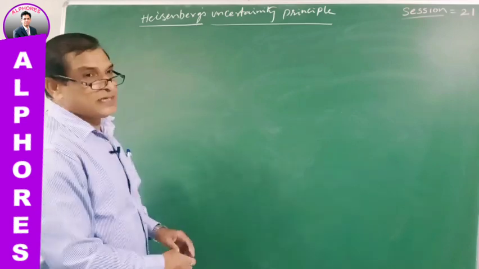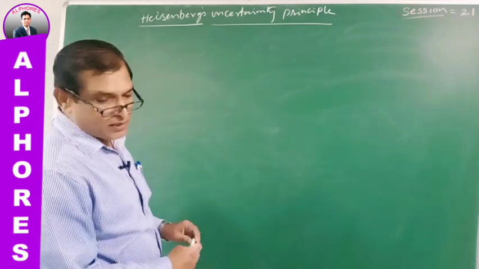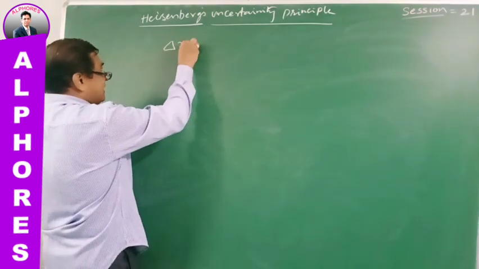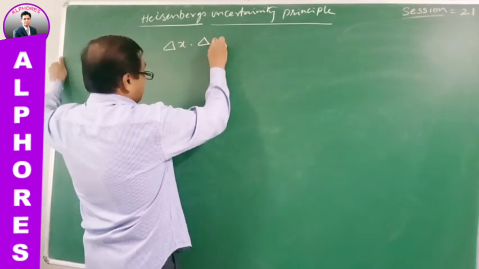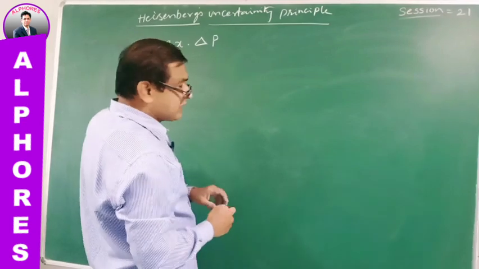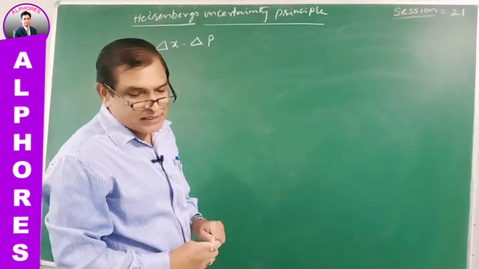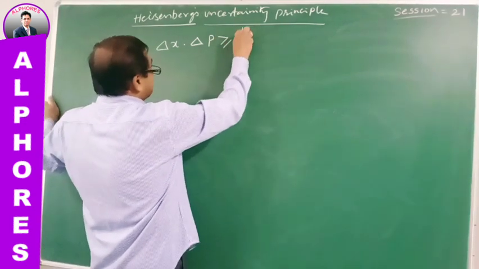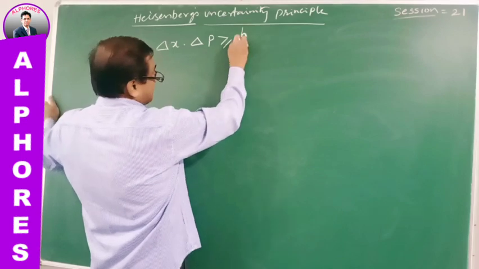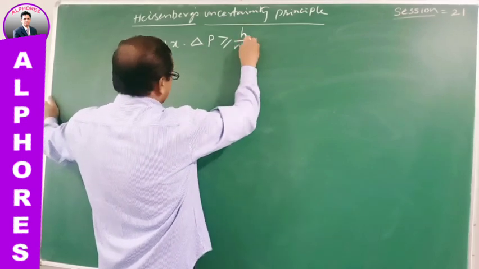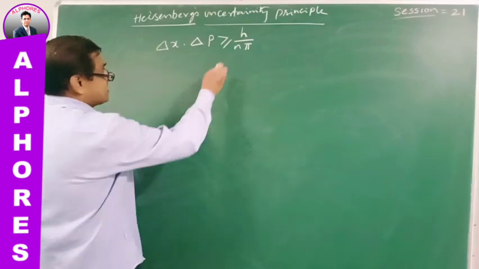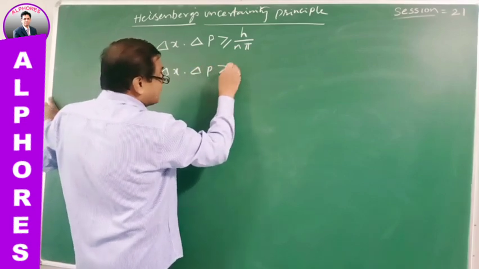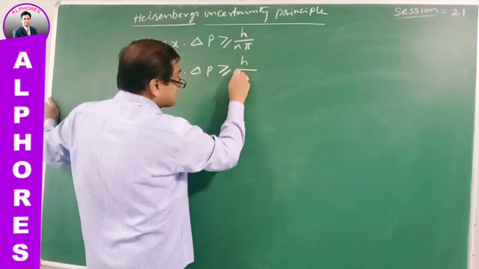The principle says that delta x into delta p, that is, the uncertainty in the position and the uncertainty in the momentum of the electron, is greater than or equal to h by 4 pi. That is, delta x into delta p is greater than or equal to h by 4 pi.